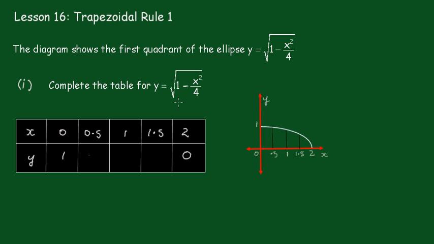0 has been put in and we've got 1 and so on. Now just pause the video and substitute those values in and see if you get the correct results. Alright, the first one, putting 0.5 in, you should have got 0.968. Putting in 1, you should have got 0.866, and for 1.5 you should have got 0.661.